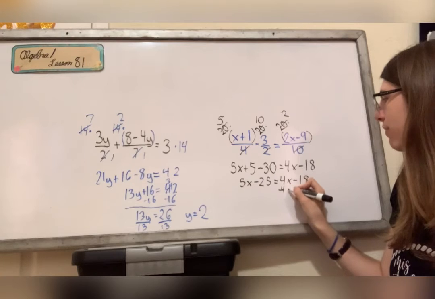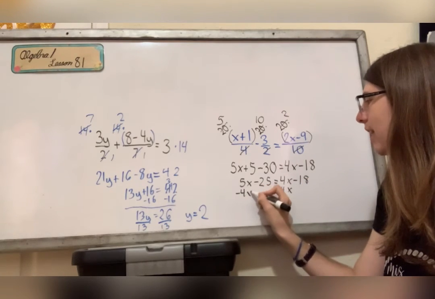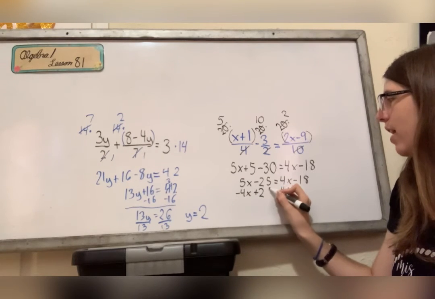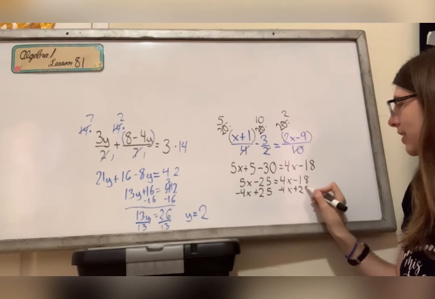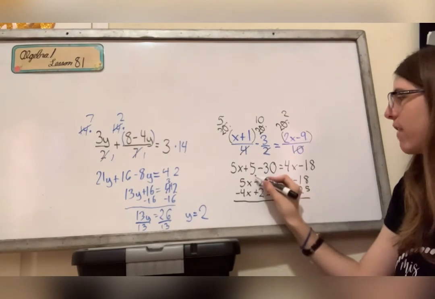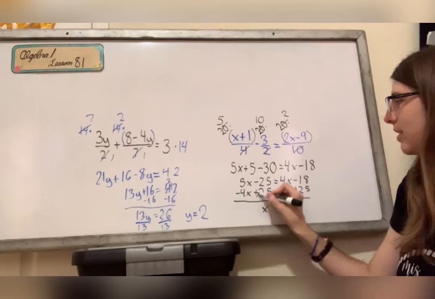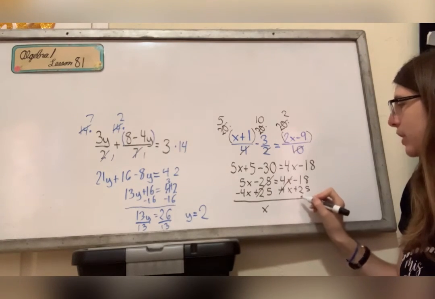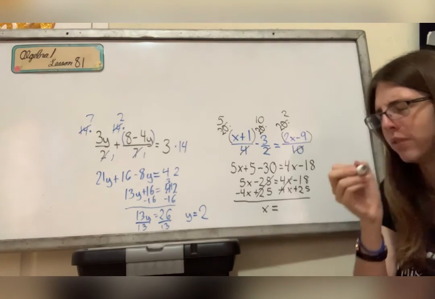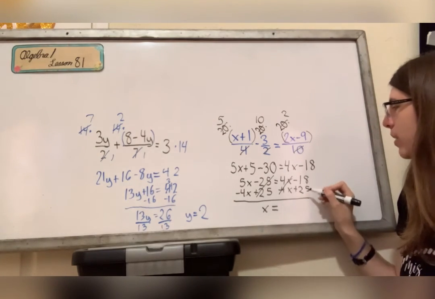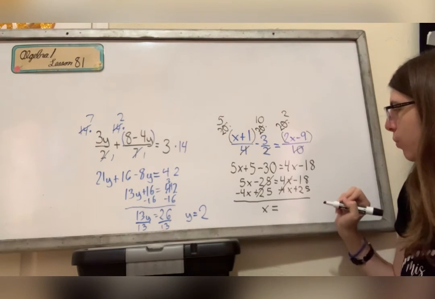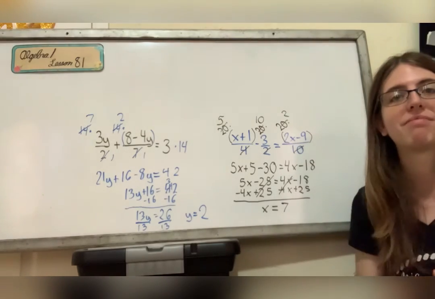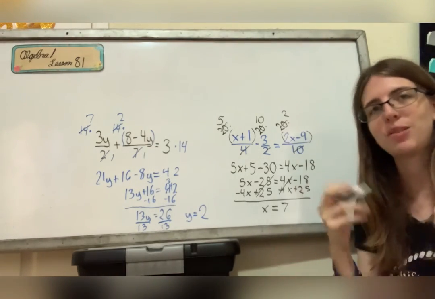I'm going to subtract my 4x from this side and from this side. And then because I'm going to put my x's on this side, I'm going to get rid of this 25. So I'm going to add it to both sides. 5x minus 4x leaves me with just x, and my 25s cancel. My 4x's cancel over here. Negative 18 plus 25 is the same as 25 minus 18, which gives me a 7. So x equals 7. And that's all. Your problem's done. Just make sure you check it.